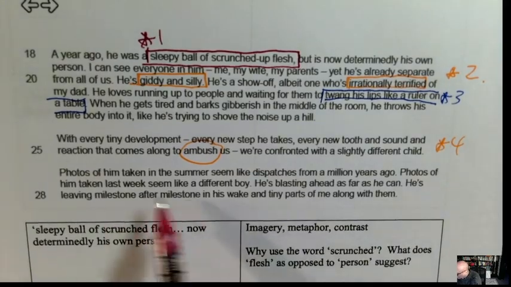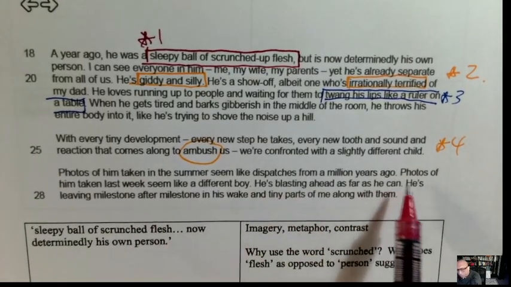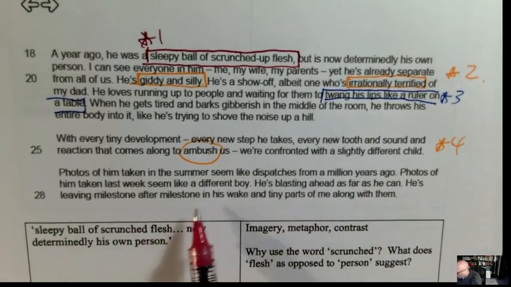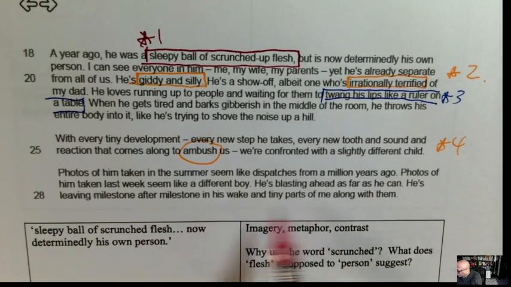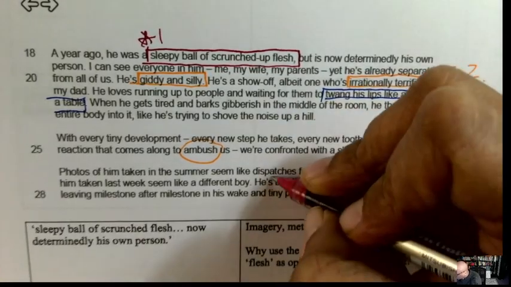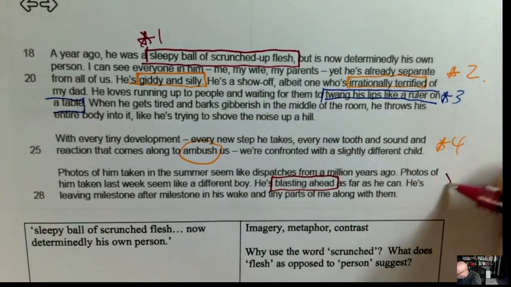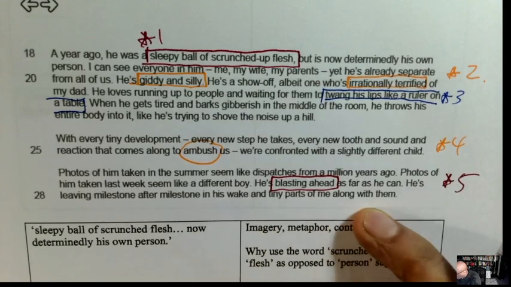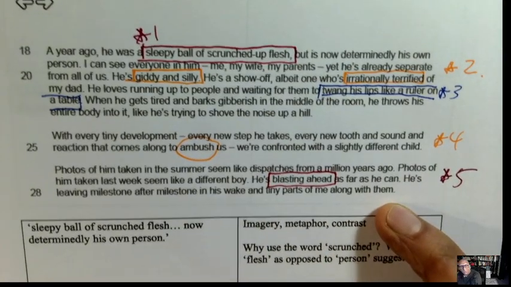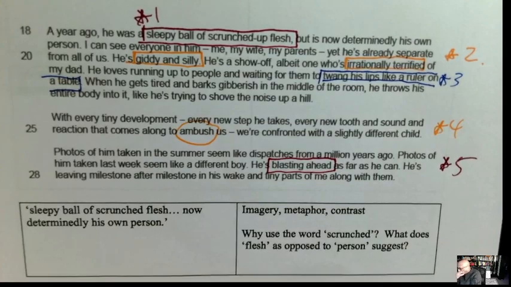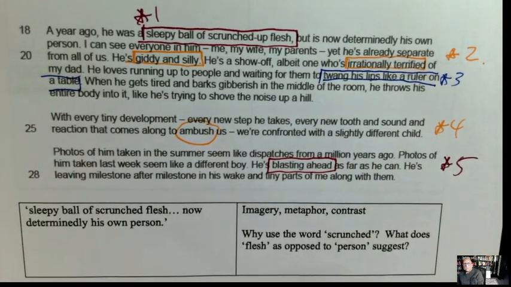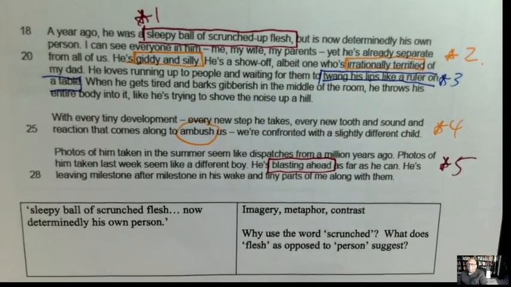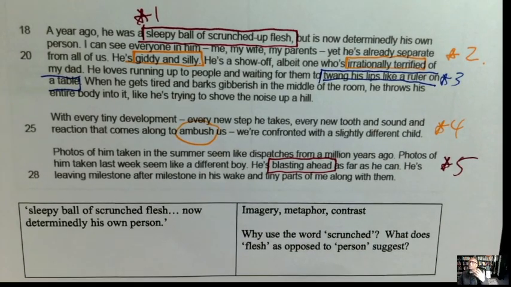Photos of him taken in the summer seem like dispatches from a million years ago. Photos of him taken last week seem like a different boy. He's blasting ahead as far as he can. He's growing up fast, and he's leaving milestone after milestone in his wake, and tiny parts of me along with him. Okay, so we have 5 quotations. That's already the biggest part of this question. You've extracted evidence. Now it's a matter of how we are going to analyze this.